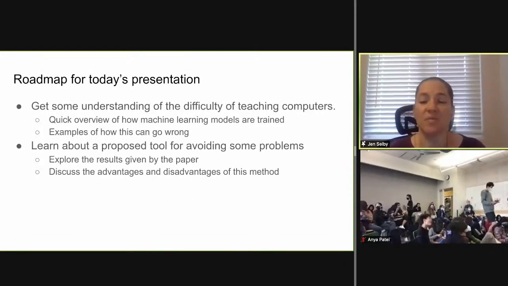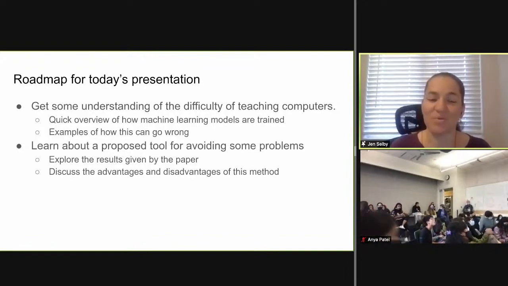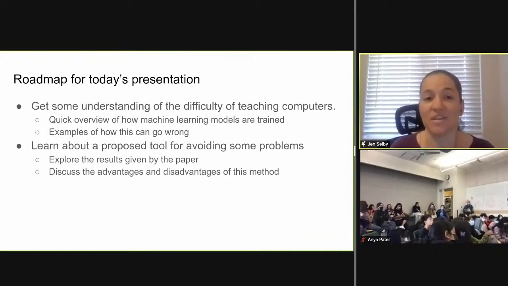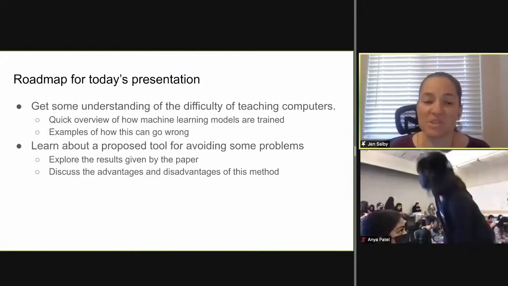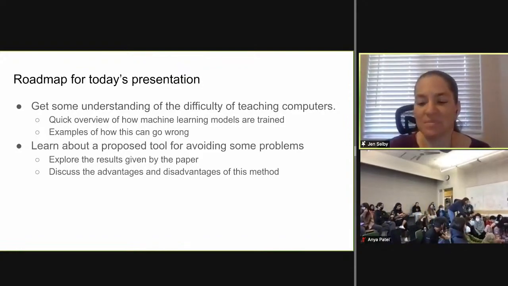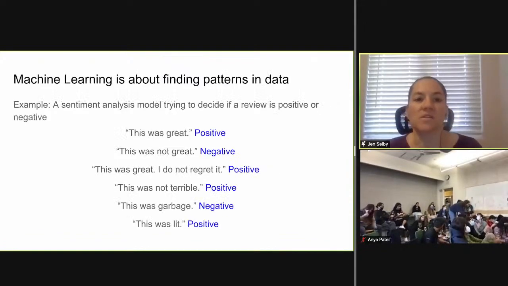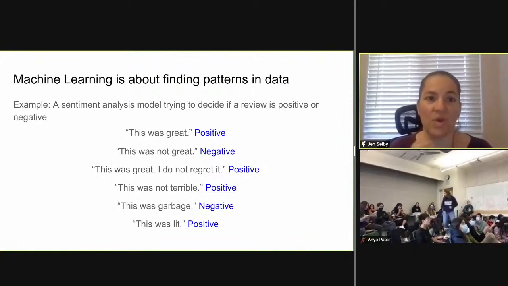So roadmap for today. We're going to get a quick understanding of some of the difficulties of teaching computers. For those of you who have not worked with machine learning before, don't worry, I'm going to talk through enough to understand what the issues are that this paper was trying to look at. Give you a couple examples of things that have gone wrong, and then we'll talk about the paper, the tool that they've proposed for trying to mitigate some of these issues, and talk about what we do and don't like about their method.